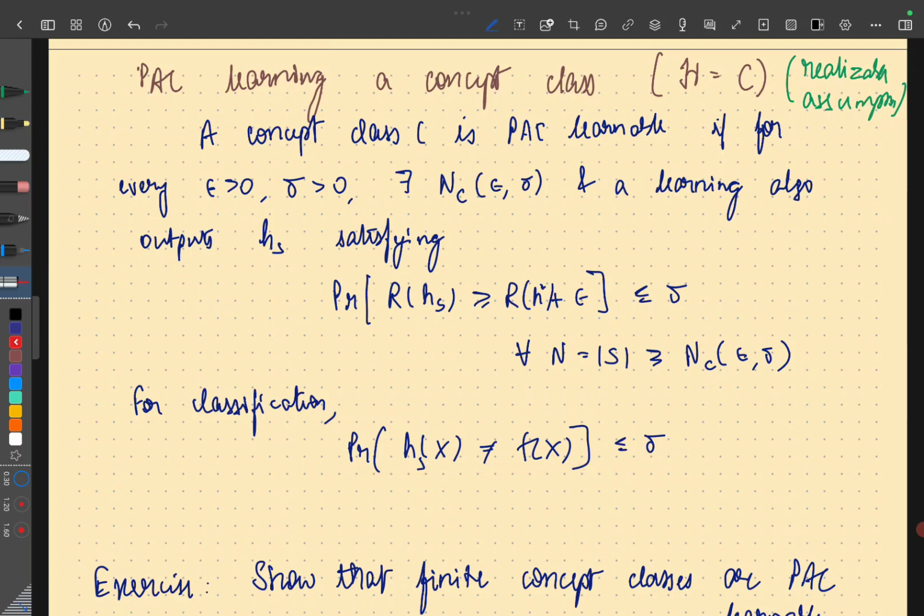This star is R star. In this case, R of H star is equal to R star, yes.